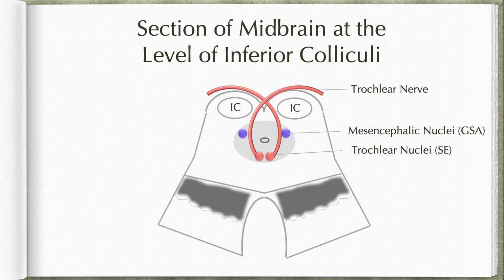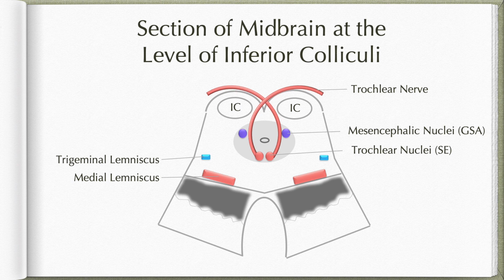Next, coming to the tegmentum region, we find the same band of lemniscus, which includes medial lemniscus, trigeminal lemniscus, spinal lemniscus, and the lateral lemniscus. Only difference is, instead of being arranged mediolaterally, here they are arranged almost ventrodorsally.